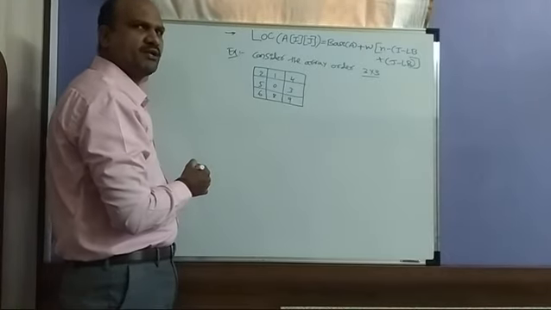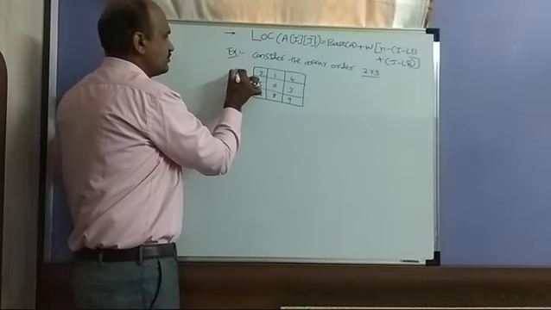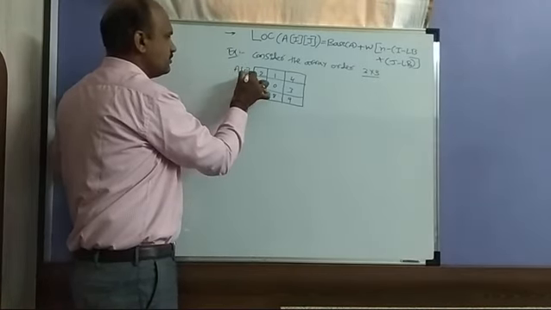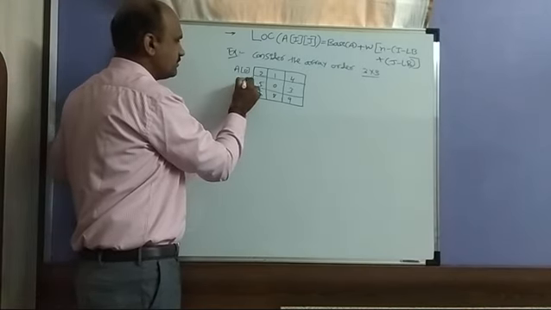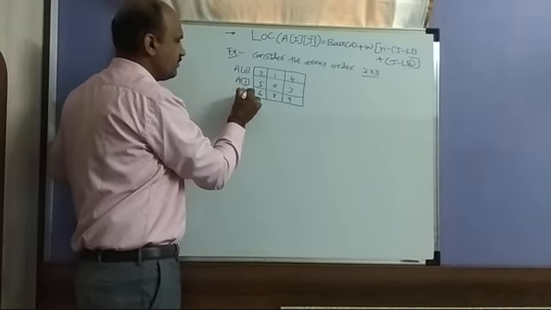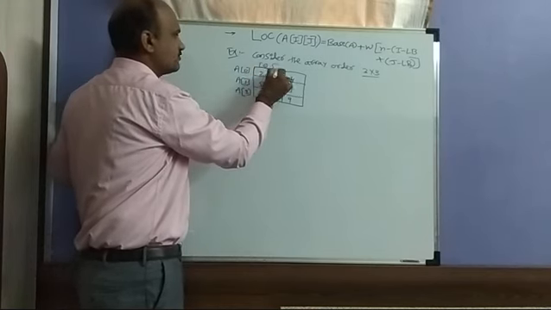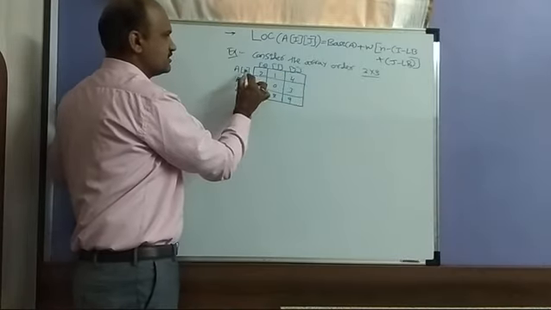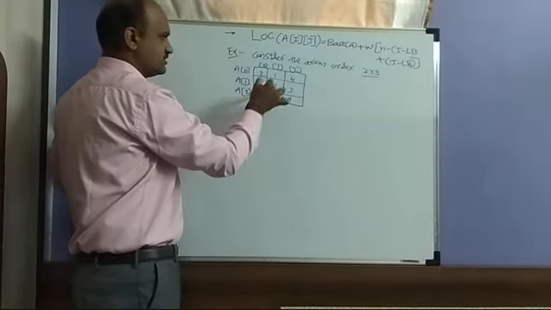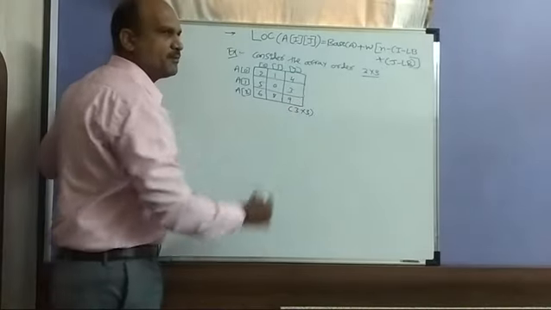Okay, these are the number of elements present in your 3 by 3 matrix. So this will be A of 0, then this will be A of 1 and this will be A of 2. Here it is A of 0, here also A of 1, here also A of 2. That is, these are the rows, these are the columns. So this is the order of a 3 by 3 matrix.